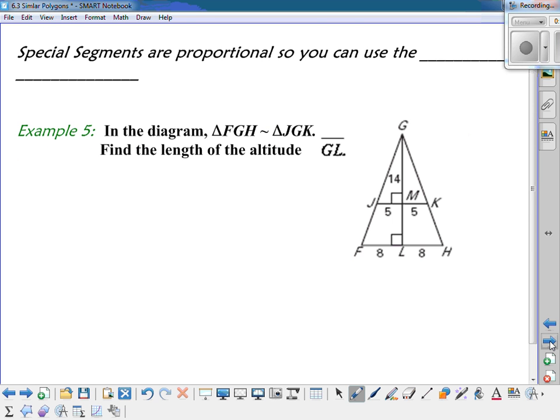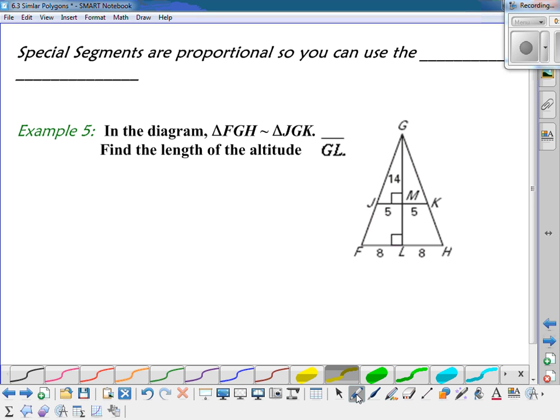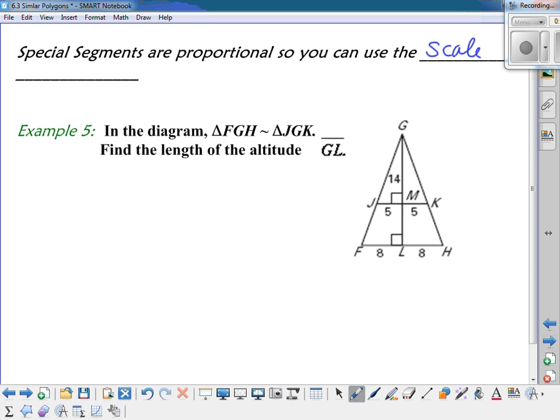Turns out that special segments are also proportional, so we can use the scale factor when we're dealing with special segments. So by special segments, I mean medians, altitudes, and so on, angle bisectors, etc. So for example 5 in the diagram, triangle FGH is similar to triangle JGK, and we're going to find the length of the altitude GL.